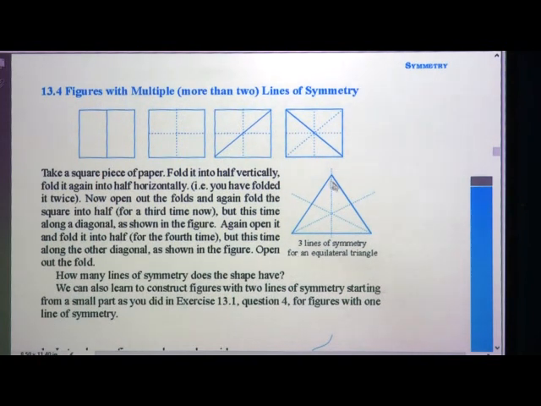Thus, you can see here three lines of symmetry for an equilateral triangle. As you know, an equilateral triangle has equal sides on all 3 sides. So, 3 different lines of symmetry can be drawn for an equilateral triangle.